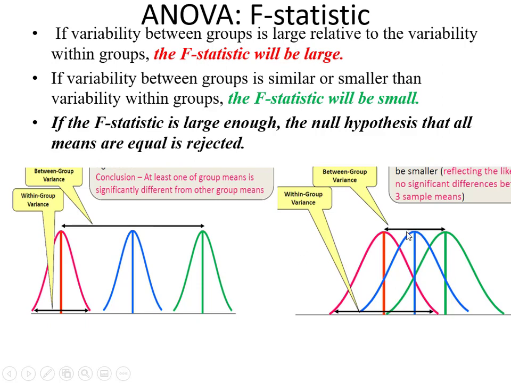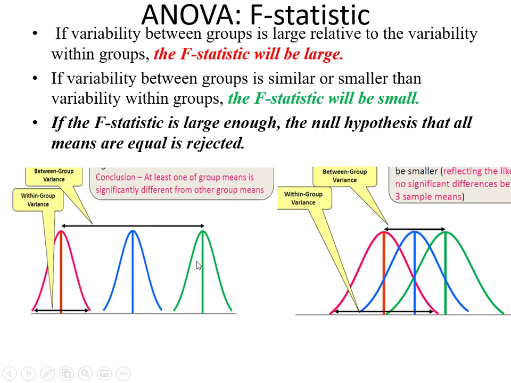So when between group is smaller than within group, the F statistic value will be small, and in this case you will accept that all the different group means will be the same. In the other case, you will say the F statistic value is very high, so the means of the groups will not be the same, they will be different.